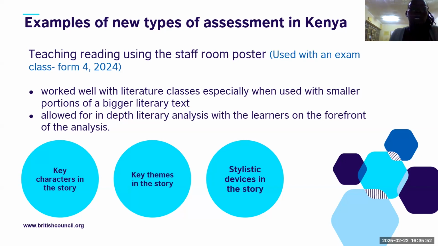Now, we took a staff room poster from the British Council website. Kenya has a system where we teach literature as a very big aspect of English as a language, and learners get to read literary books and analyze those. Sometimes we focus on, as you can see on the screen, characters. We talk about the themes in these books. We talk about stylistic devices and their manipulation of language. This was something we tried out with our outgoing class, and so we used the staff room poster for teaching of literature.